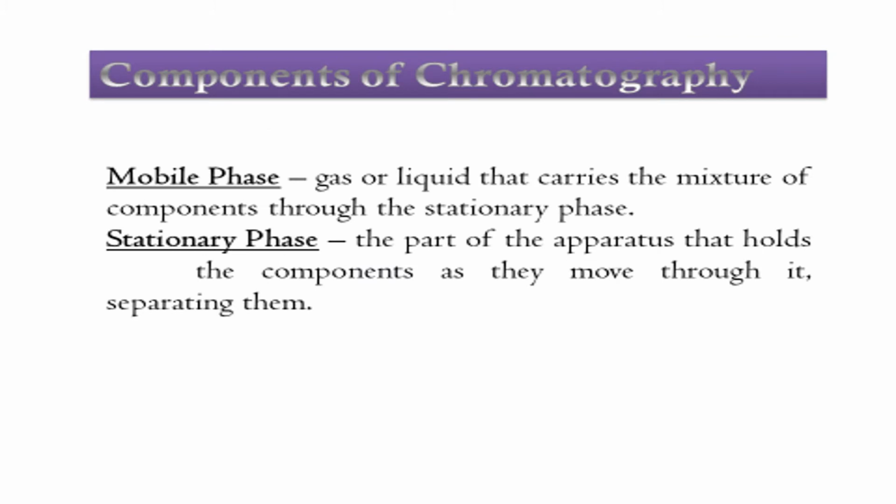Now there are two phases. The mobile phase, which may be gas or liquid, carries the mixture of the components through the stationary phase. The stationary phase is the part of the apparatus that holds the components as they move through it, separating them. Mobile phase may be gas or liquid, and the stationary phase may be an adsorbent, paper, silica gel, a crystal, or beads of different sizes, or ligands having different affinity with different components.